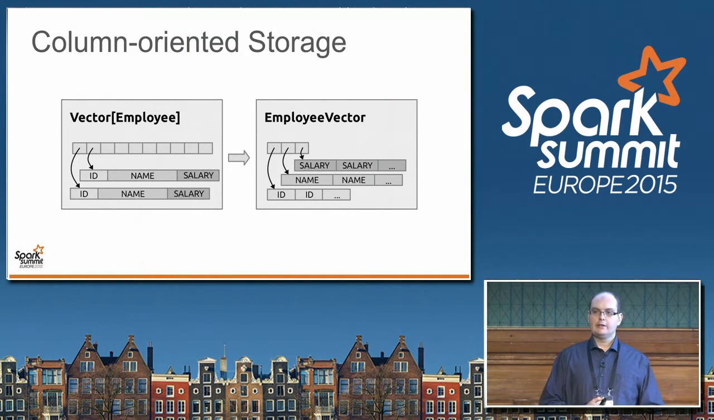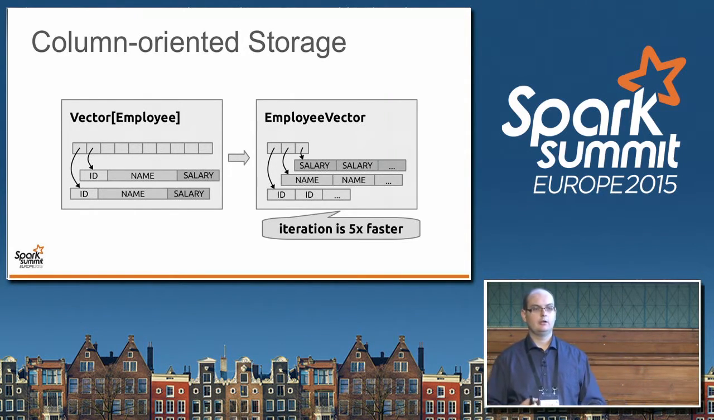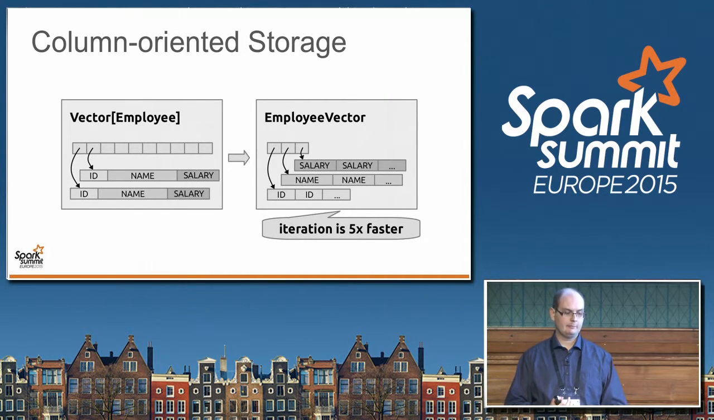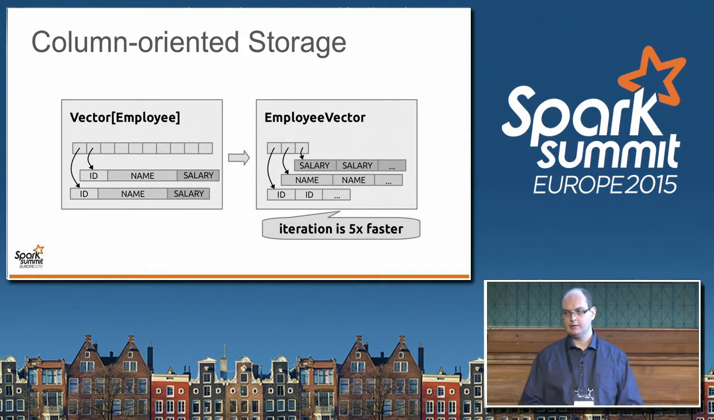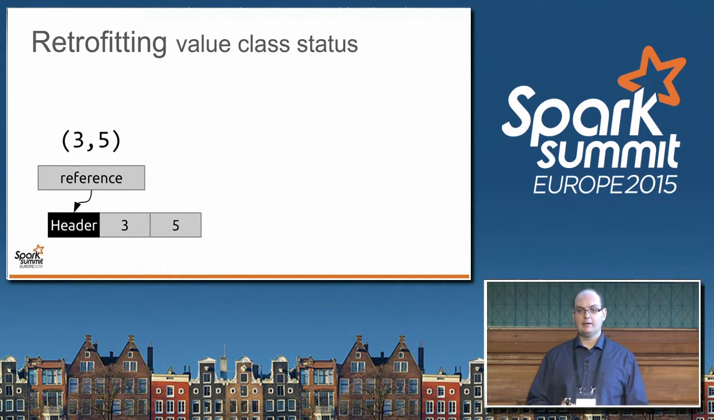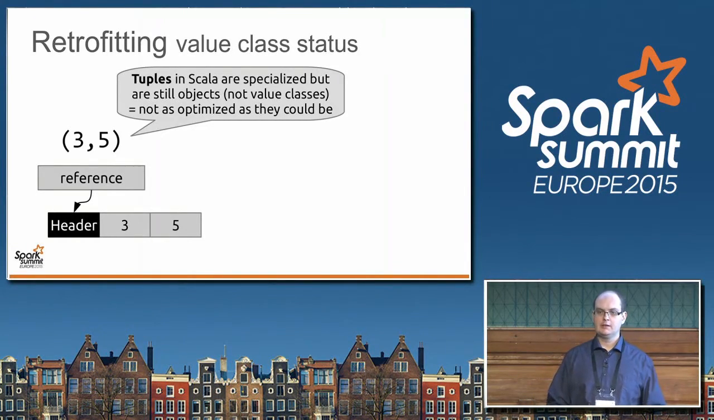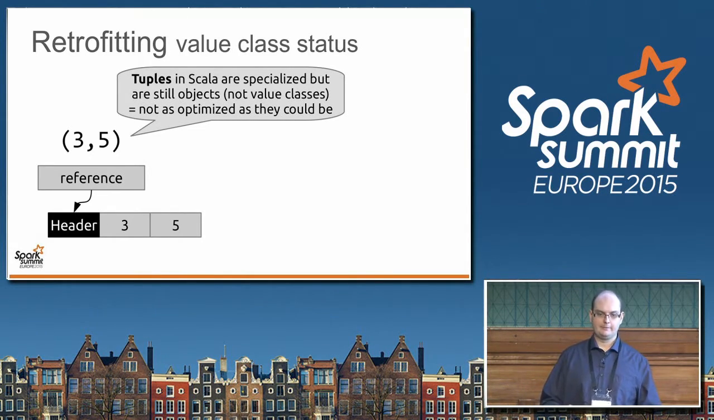Well, we've seen column-oriented storage. In my benchmarks, I've got a 5x speedup over the vector of employee, could be more or less depending. I also eliminated some boxing along the way. We could have, for example, retrofitting the value class status, which I'm not going to go into too many details. For Scala experts here, tuples are specialized, so they store primitives efficiently. But on the other hand, they're still heap allocated objects, so they could be optimized further.